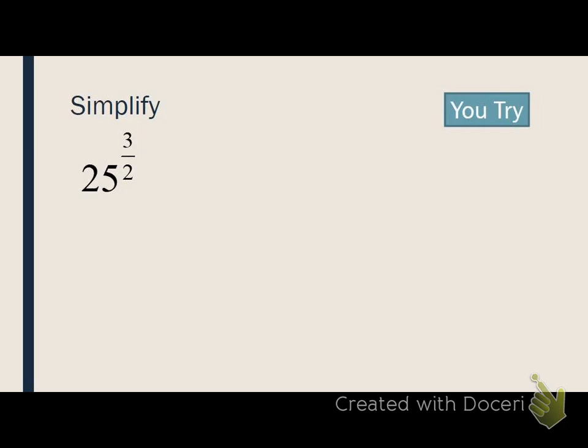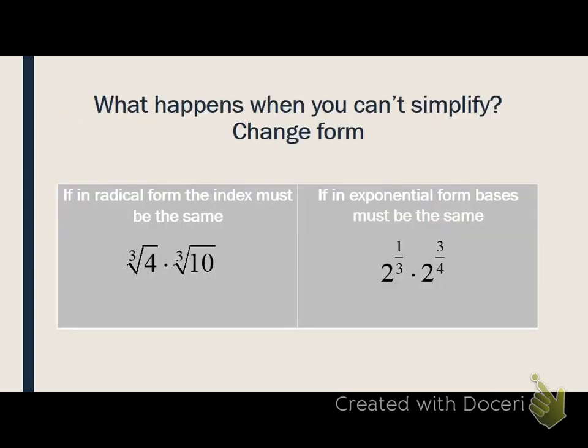You try. Go ahead and rewrite and then simplify from there. Did you get 125? You're going to rewrite this as the square root of 25 to the 3rd power. That is 125. So square root of 25 is 5. 5 cubed is 125. Okay?